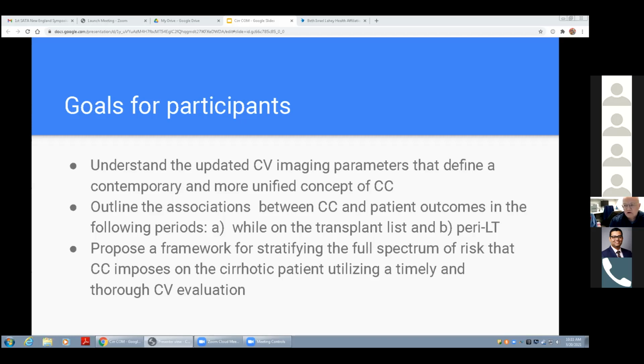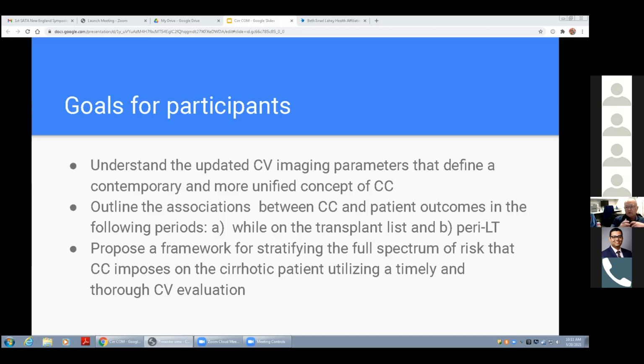Without overt heart failure, I found it difficult to define cirrhotic cardiomyopathy in a way that was clinically accessible and clinically useful. So my goals for this presentation are the following. Hopefully, after this, you'll better understand the updated cardiovascular parameters to define cirrhotic cardiomyopathy, and gain an appreciation for a more unified concept of it. Importantly, I will outline the associations between cirrhotic cardiomyopathy and outcomes in two particular periods in our patients' timeline: pre-transplant, or on the waiting list, and around the time of transplant.